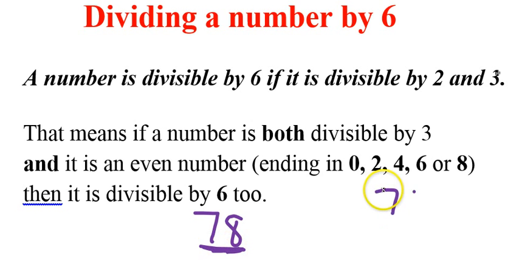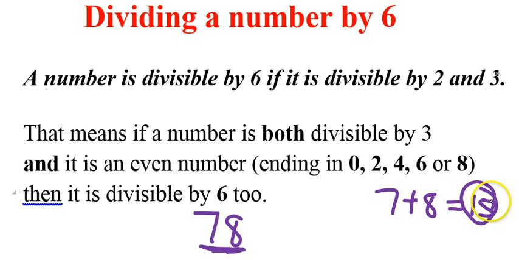Again, 7 plus 8, when we add, we get 15. 15 is a multiple of 3. For that matter, 78, we can divide it by 3 without a remainder. Since these two have been satisfied, that means 78 is divisible by 6 as well.